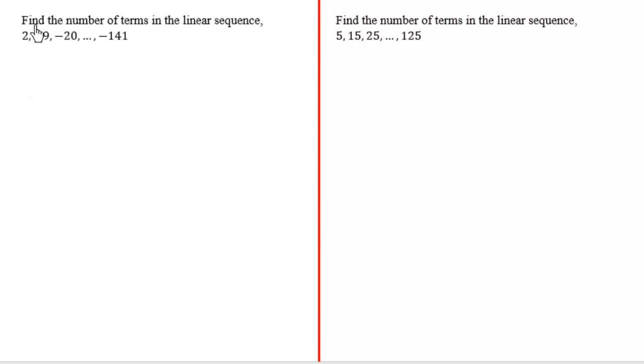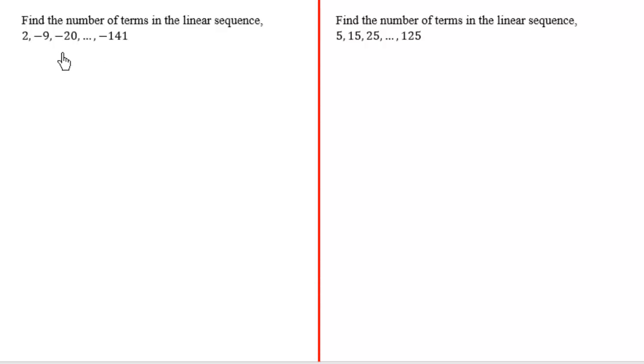In this video, we shall look at how we can find the number of terms in a linear sequence with a given last term. So over here we have the first term to be 2, the second term to be -9, the third term to be -20, and then the last term has been given to be -141.